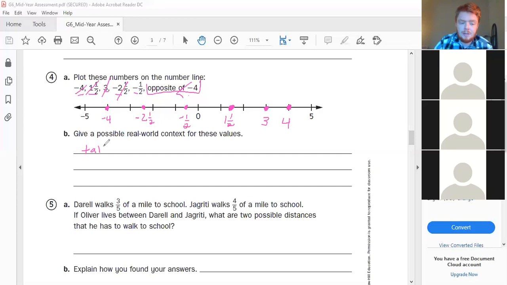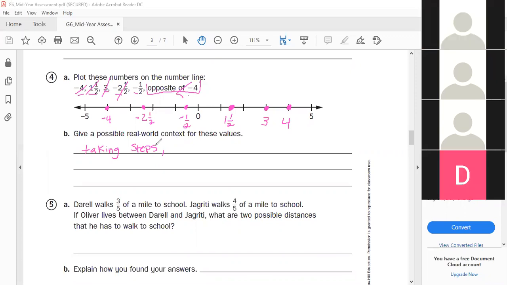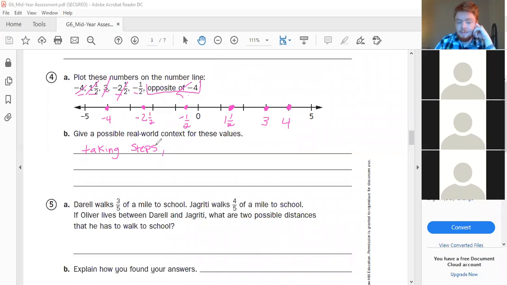Is your hand up for this question, or is it up from the last question? Okay, so I said taking steps, but so that's my example. If anybody else has one, great. If not, that's fine.